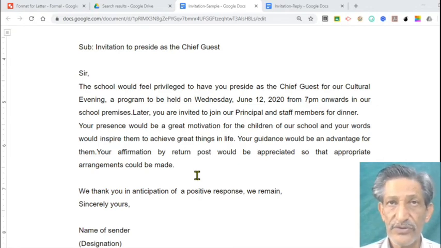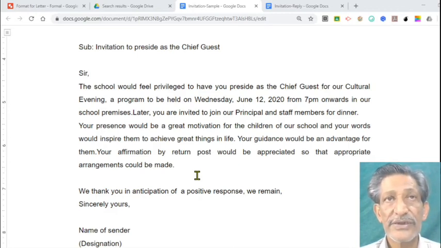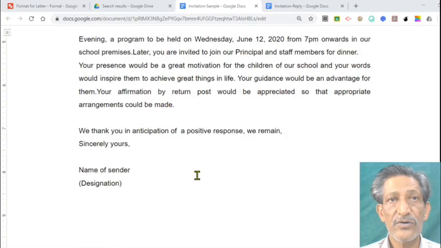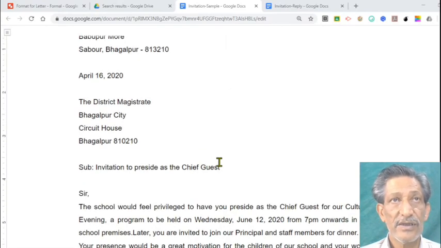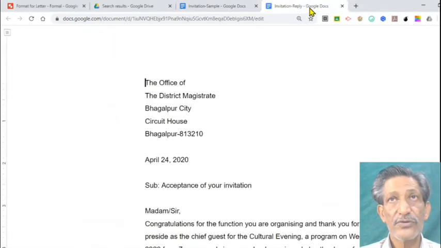The language, if you can change, please do change. Do not try and copy this. Be innovative, but get the concept clear. This is only for clarification of concept. Now here, this is basically that. Then we go to the reply.